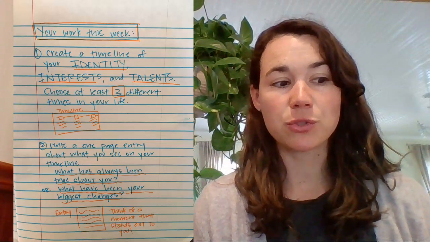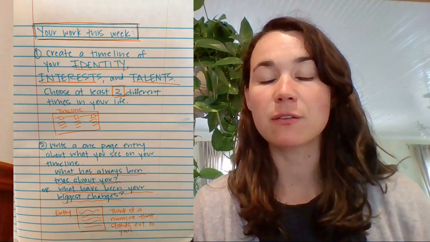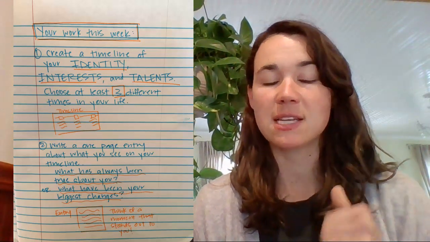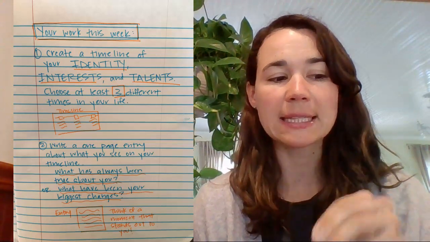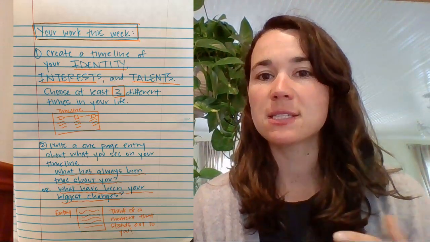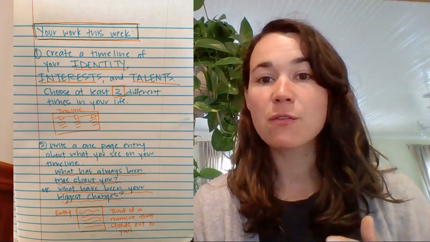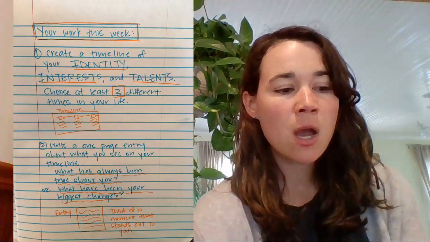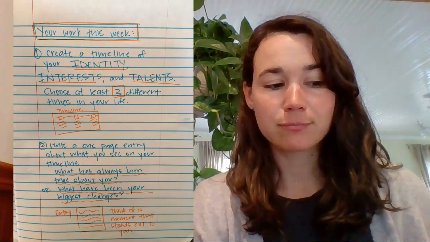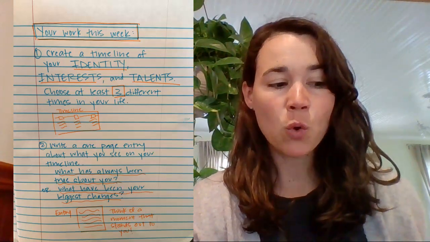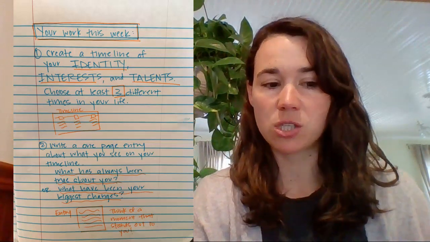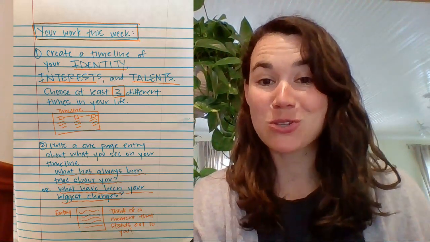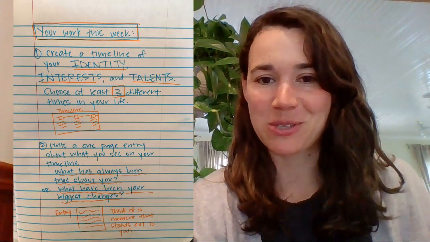The first thing I'm asking you to do is create a timeline of your identity, interests, and talents. Remember to choose at least 3 different times in your life to start collecting ideas on. From there, you're going to write a one-page entry in your notebook about what you see on your timeline. What has always been true about you, or what have been some of your biggest changes? As you're doing that, make sure you think about a moment that stands out to you.